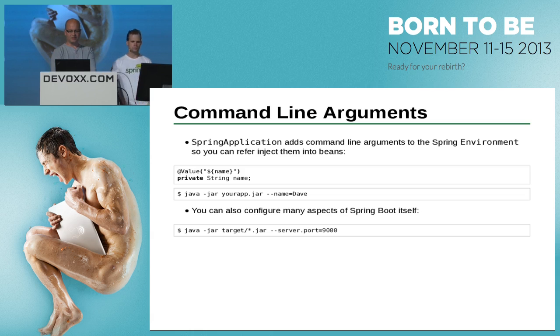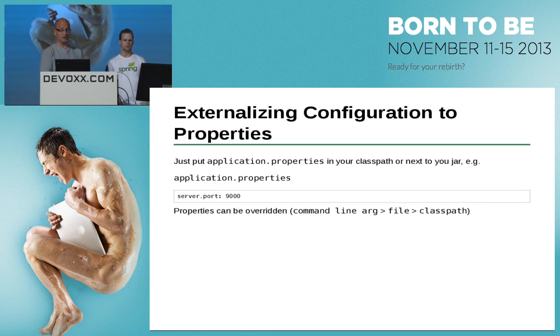So these are sort of the first extension mechanisms that you can use to enhance your own code and also to change the behavior of Spring Boot. Just add environment properties. They can be command line arguments, or they can be externalized to files. Okay, so the first place you might think of putting it would be a properties file.